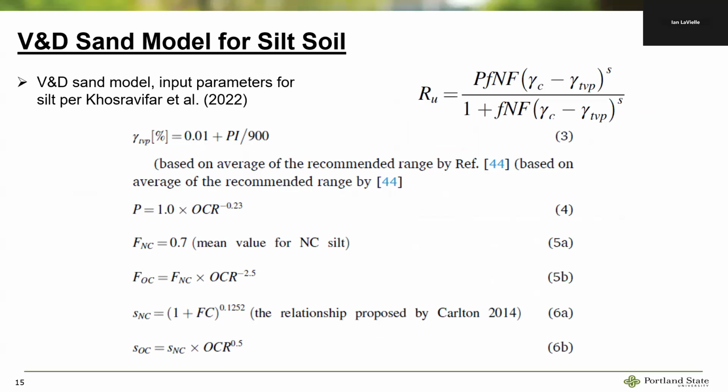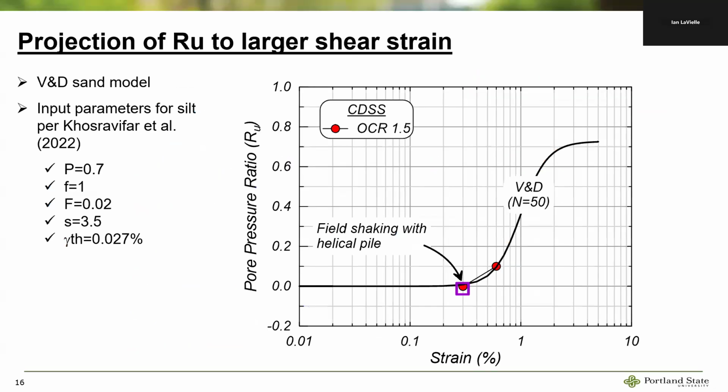That kind of approximates the middle range of the range that they provided. So then if you use that, this is kind of how we project it up. These are our 2 data points from our Cyclic DSS test. That's the data point from the field testing last year. And then if you use the Vucetich and Dobry model, it would project it up.